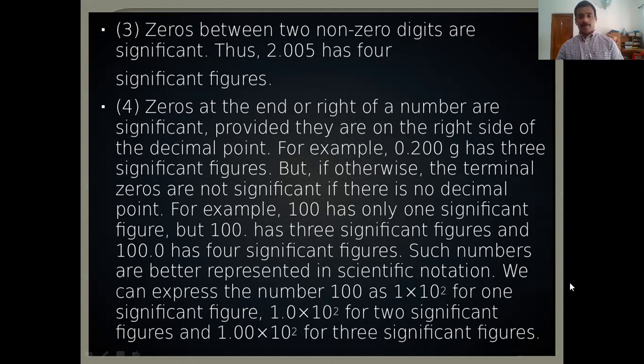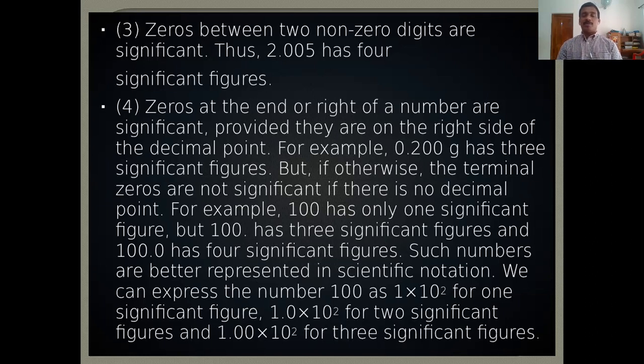4 significant figures. The next rule, zeros at the end or right of a number are significant. Zeros before the non-zero numbers are not significant, but zeros at the end or right of a number are significant, provided they are on the right side of the decimal point.